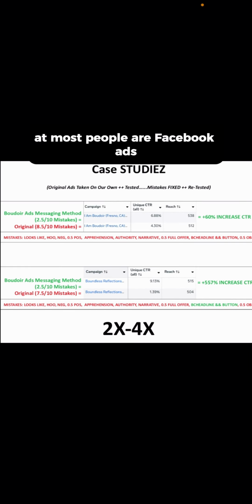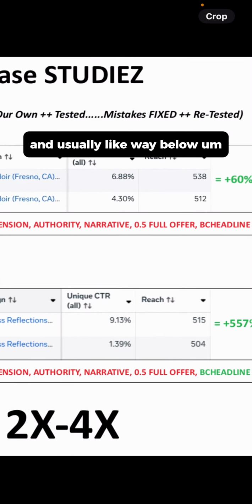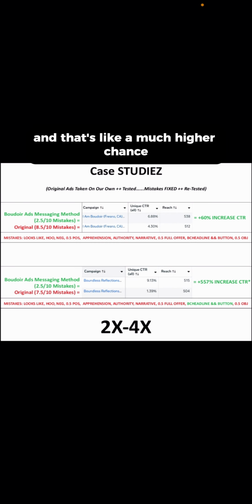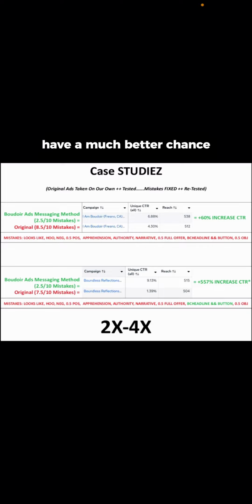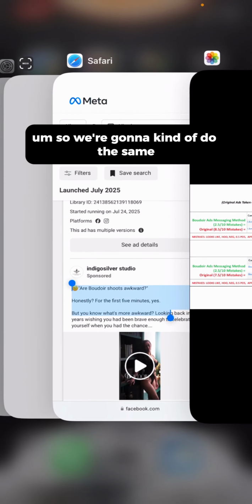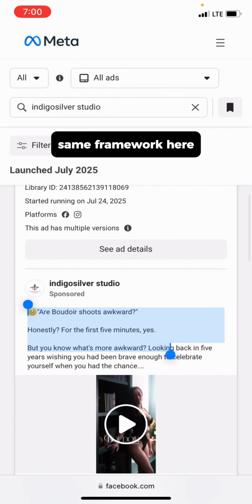And on most Boudoir Facebook ads I'm seeing, the unique CTR all is going to be below 6% and usually way below. And that's a much higher chance for the ads to just do worse and worse over time. So instead we want to get this above 6%, and have a much better chance the ads actually do better and better over time, and sustain and scale the business. So that's what I've been able to accomplish already.